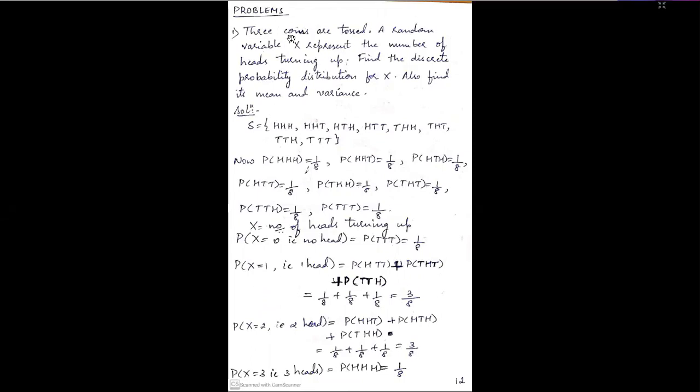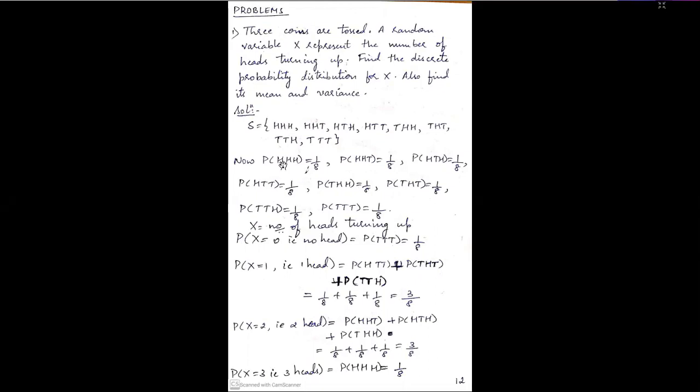Three coins are tossed. A random variable x represents the number of heads turning up. Find the discrete probability distribution for x. Also find its mean and variance. When a coin is tossed thrice, the sample space S is HHH, HHT, HTH, HTT, THH, THT, TTH, and TTT. When you toss a coin three times, you get 8 outcomes.